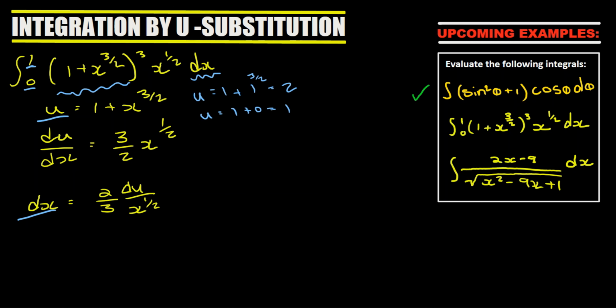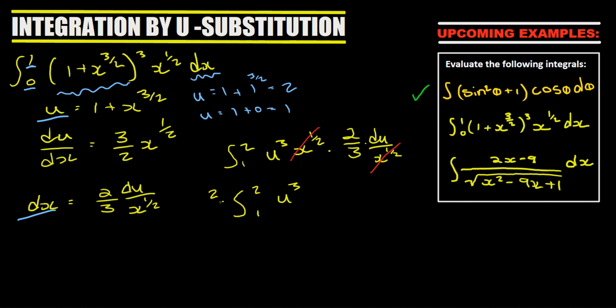And then we have our new limits for our integral. So our new integral is from 1 to 2, where we have u raised to 3 multiplied by x raised to a half, and then we multiply by dx, where dx is 2 over 3 multiplied by du over x raised to a half. Again, by some convenience, our x raised to a half cancels out, and we are left with the integral from 1 to 2 of u raised to 3. We can take the constants out and multiply by du.